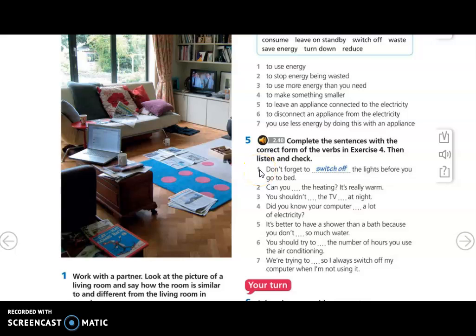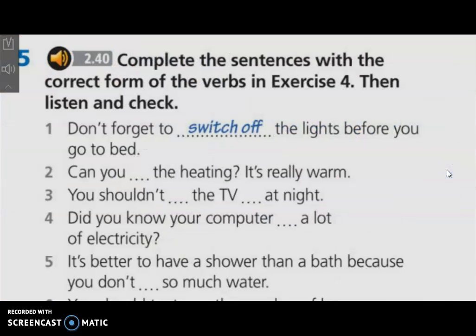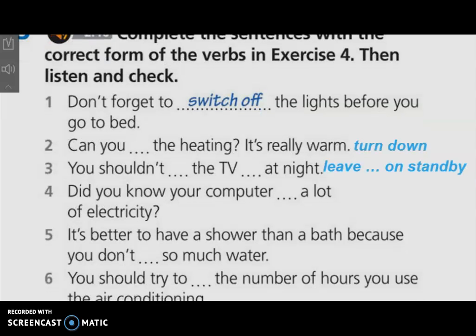Finally, we have to complete the sentences with the correct form of the verbs in exercise number 4, then listen and check. Here we have an example. Don't forget to switch off the lights before you go to bed. What about number 2? Can you turn down the heating? It's really warm. Number 3, you shouldn't leave the TV on standby at night.